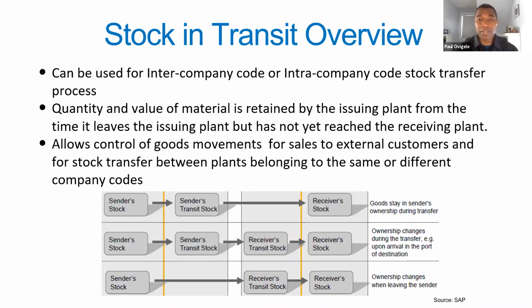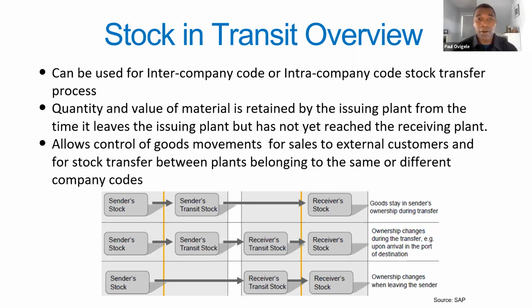Because the whole premise is, at what point should inventory be recognized as having changed title, right? This is something that is very key to how each entity records inventory in their books. Is this still my inventory, even if it's left my plant? If it's somewhere in the middle, is it still my inventory or not? And what do I do? How do I record that in the system?